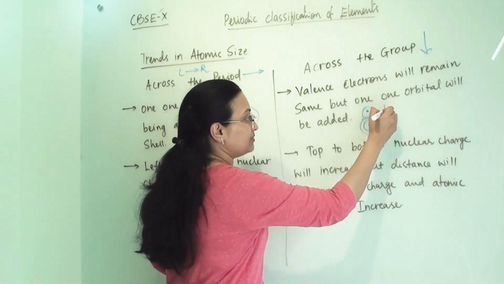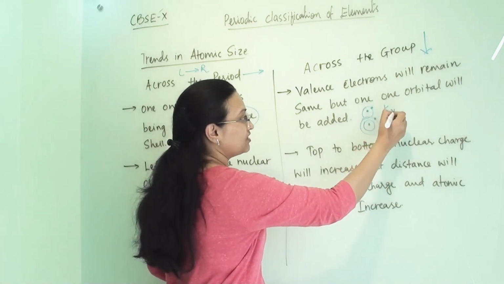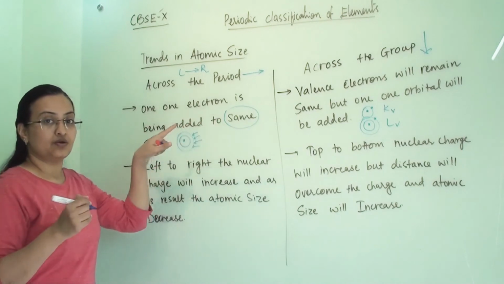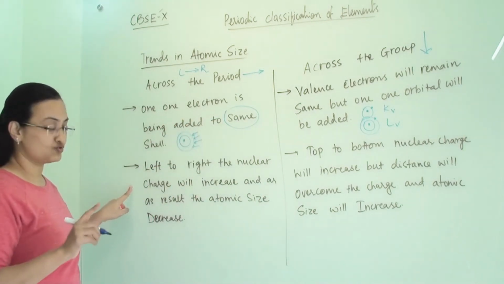So here it will be K shell, and then L shell and M shell will be there. Here we are talking about the valence shell. So this is the basic difference between across the period and across the group. Now what will happen to atomic size?